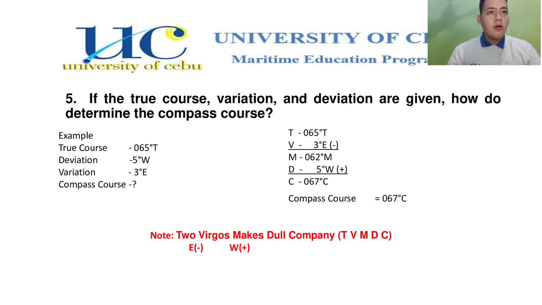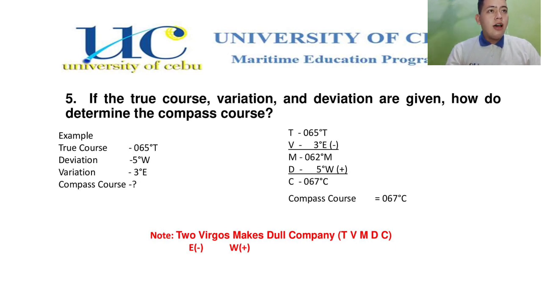Our true course is equal to 065 degrees true, our deviation is equal to 5 degrees west, and our variation is equal to 3 degrees east. We should keep in mind that there are rules in applying this format. East implies subtraction and west implies addition. So we should input these values to the format.